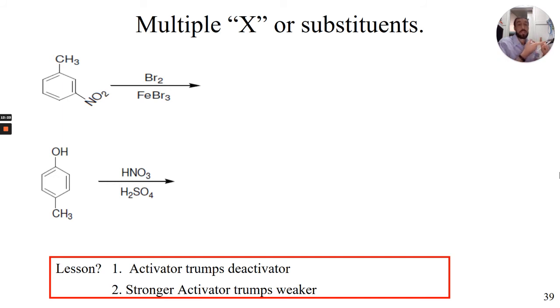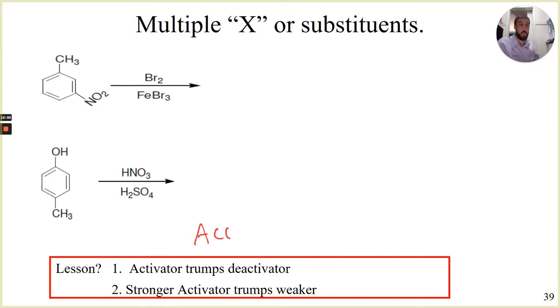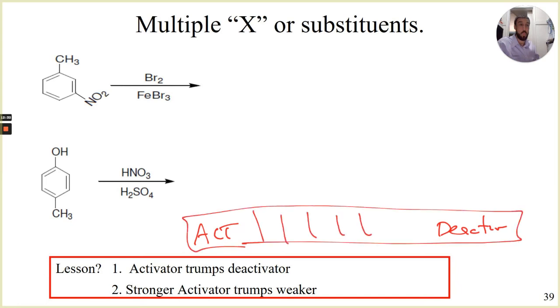So our lessons: activators trump deactivators, right? Stronger activators trump weaker activators. And if we consider this as a scale, it's really just one rule. We have activators and deactivators on a scale, with markings all the way across. The further you are on the activator side, the more likely you are to dominate or control the reaction. So when we compared the activator to the deactivator, the activator won. When we compared the activator to a slightly weaker activator, the stronger activator won.